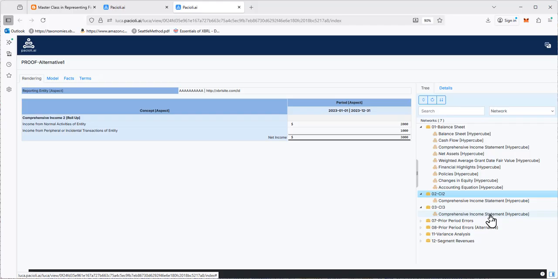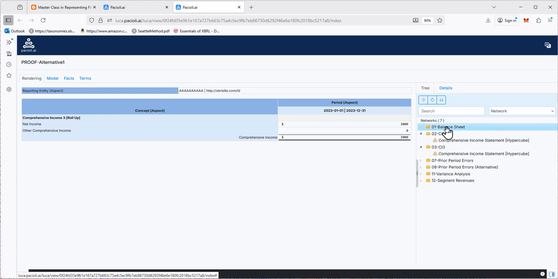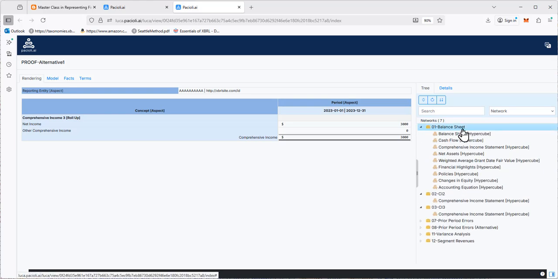So here's a third use of this exact same hypercube name. This problem could have also been solved by basically creating different hypercube names. But the point is, it is subjective as to where hypercubes are placed, in what network they're placed. In this report, this proof alternative one, I chose to place them all in this balance sheet.